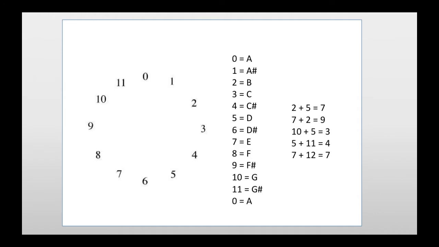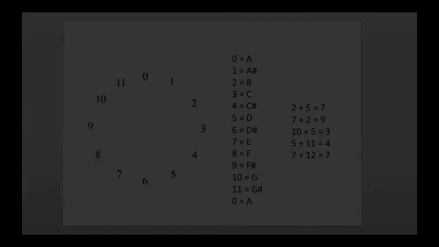In modular arithmetic, when you add two numbers, H and K, you start with H on the clock face and move clockwise K additional units around the circle. H plus K is where you end up. For example, 3 plus 5 equals 8, 7 plus 2 equals 9. That's normal. But also, 10 plus 5 equals 3, 5 plus 11 equals 4, and 7 plus 12 equals 7. Those are a little more unusual, but those are the correct sums under this modular arithmetic.